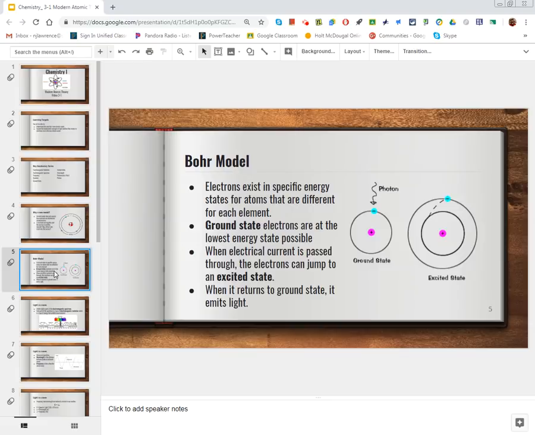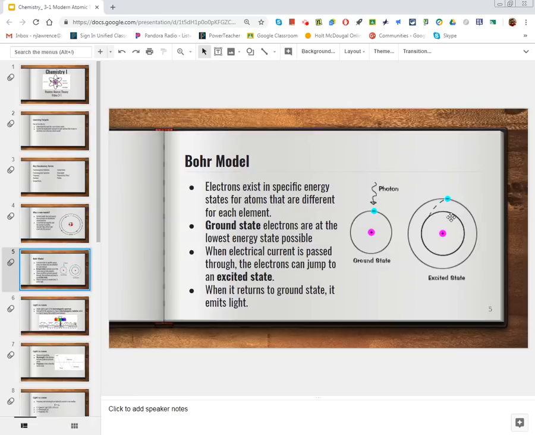Niels Bohr had this idea that electrons existed in certain energy states. He said that electrons existed in specific energy states and that for each atom, these guys can be at different energy levels. So as we look at Niels Bohr's model, we're going to watch a quick video explaining a little more about this idea, but we're going to see two possible states that we're going to work with. First, we're going to have the ground state.